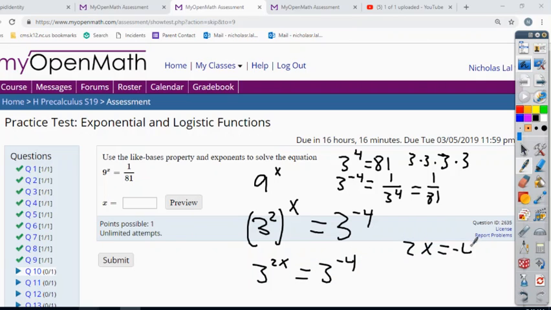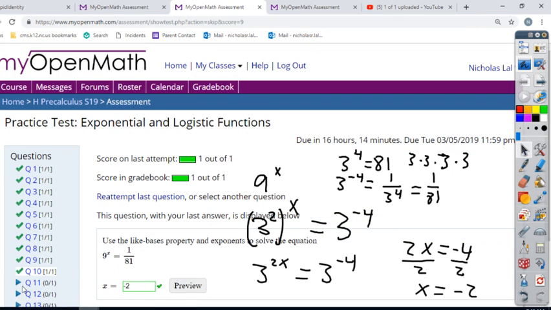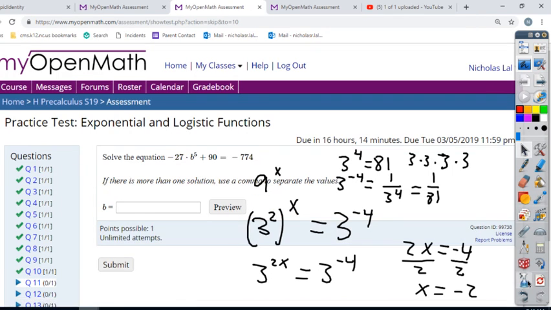2x is equal to negative 4. Divide each side by 2. X is equal to negative 4 divided by 2, which is negative 2. So x is equal to negative 2. Alright, that's right. Move along.